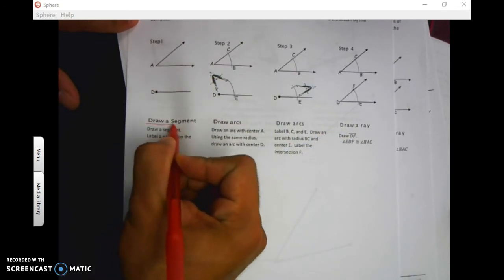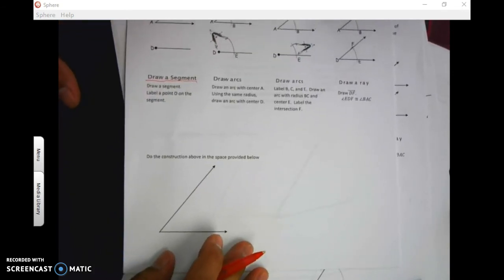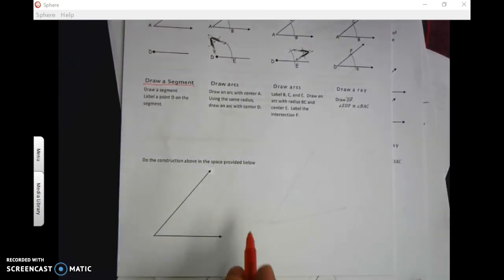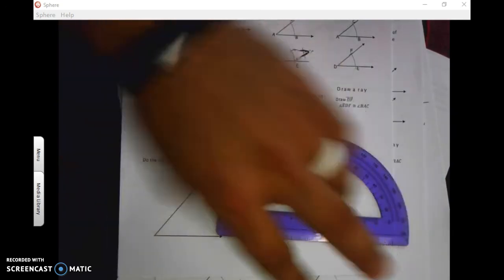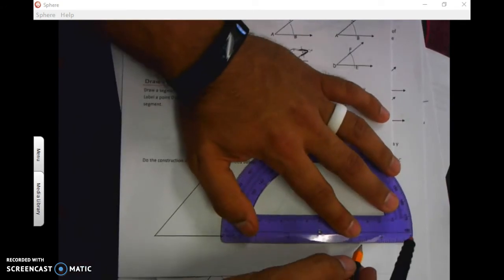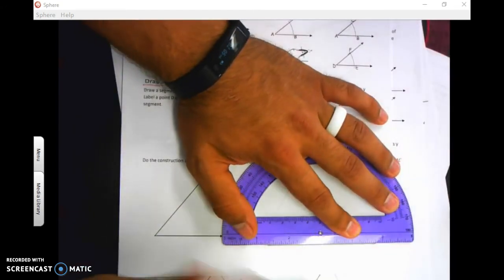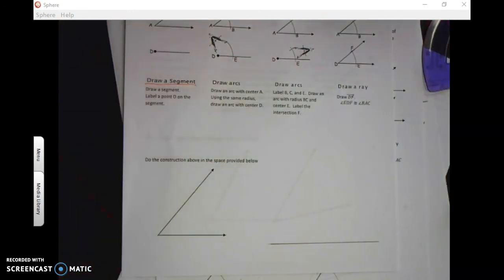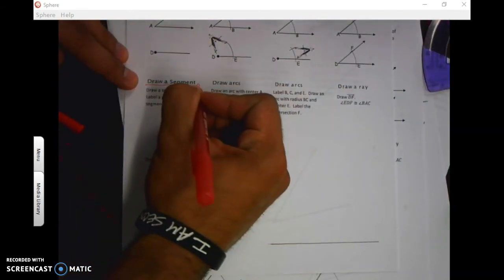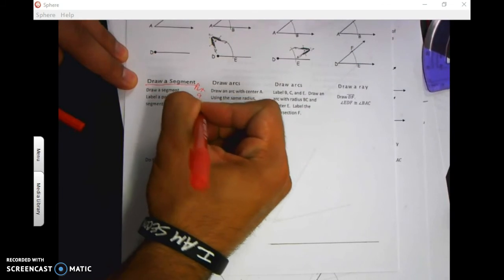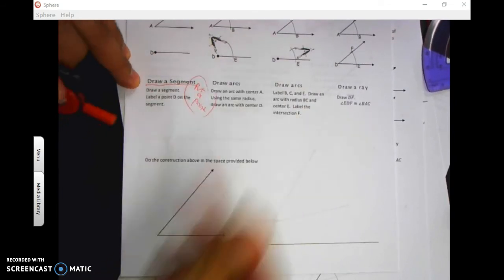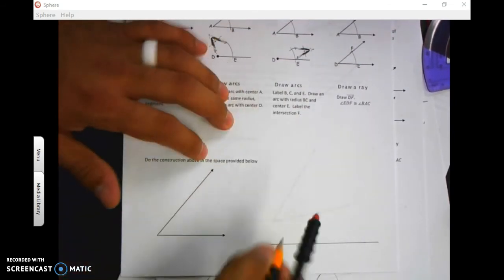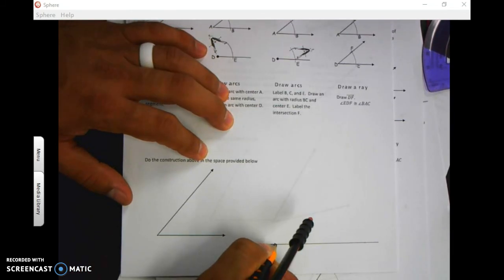First thing you want to do, draw a segment. So down here, next to this angle, everybody please use your straight edge to draw a straight segment, okay? And I'm going to put a point. If you don't put a point, you might not know what you're doing, okay? So I'm going to put a point on my segment near the end, okay?